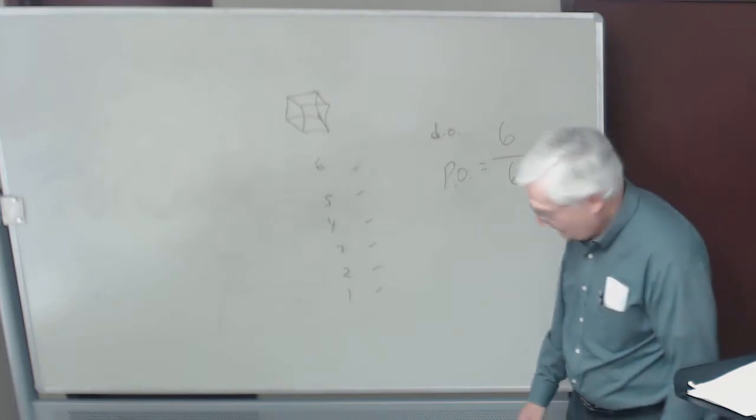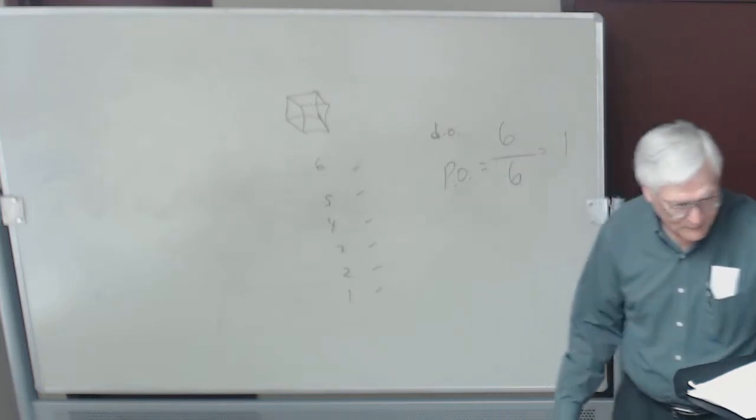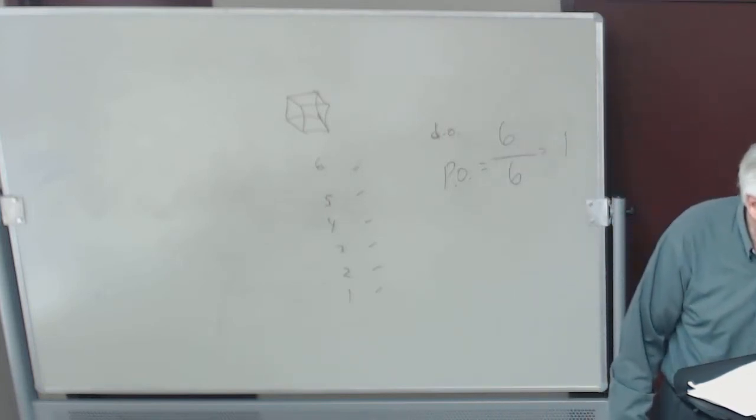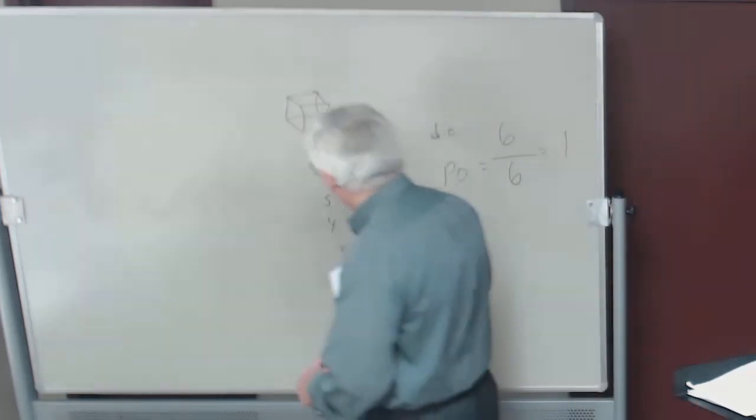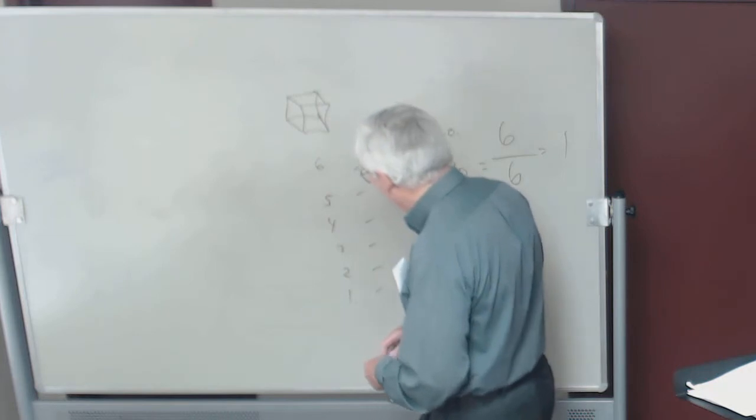Number 3, 2 dice are rolled. Oh, now we're rolling 2 dice. Maybe number 4 has you rolling 2 dice too. No? 2 dice are rolled.